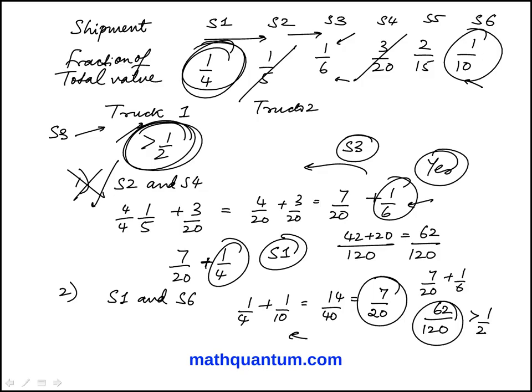But that would contradict the information given in the main stem. So I cannot have the S3 shipped on the second truck, which means it has to be on the first truck. So statement 2 alone is sufficient, and the correct answer is B.